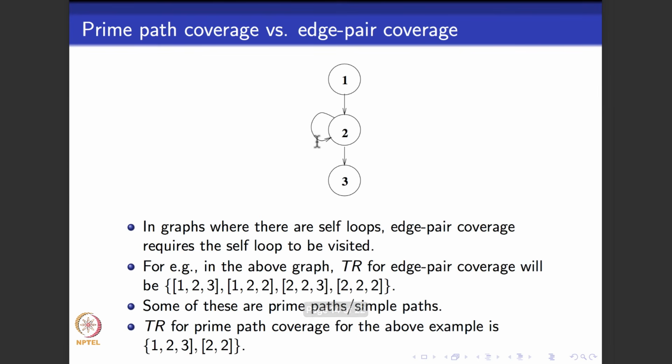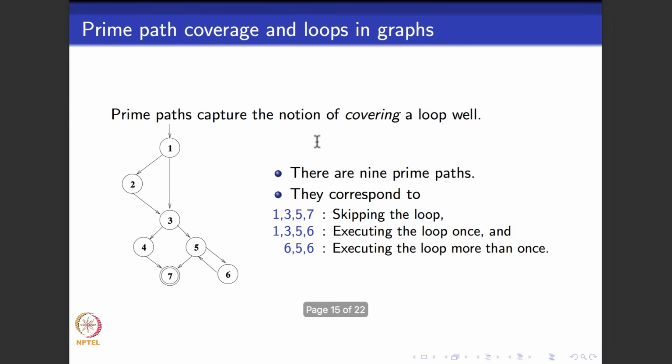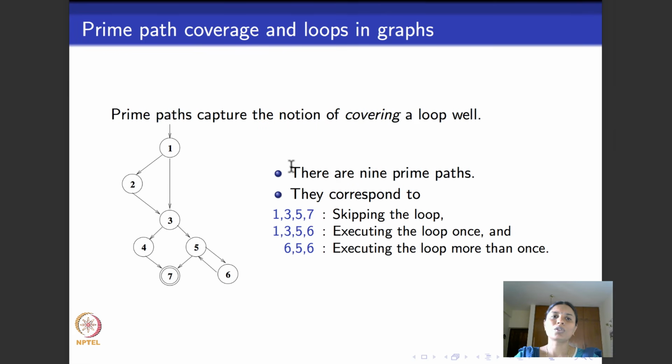But if a graph has a self loop, then prime path coverage does not cover edge pair coverage. Right? So now we'll move on and understand how prime paths cover the notion of a loop. So we'll go back to this example graph that we looked at a few slides earlier. In this example, there is this loop here, between nodes 5 and 6.